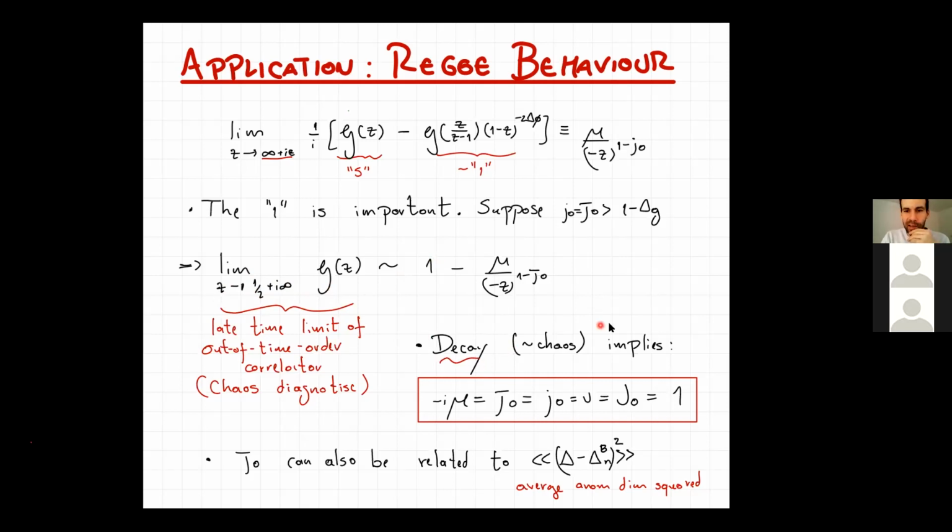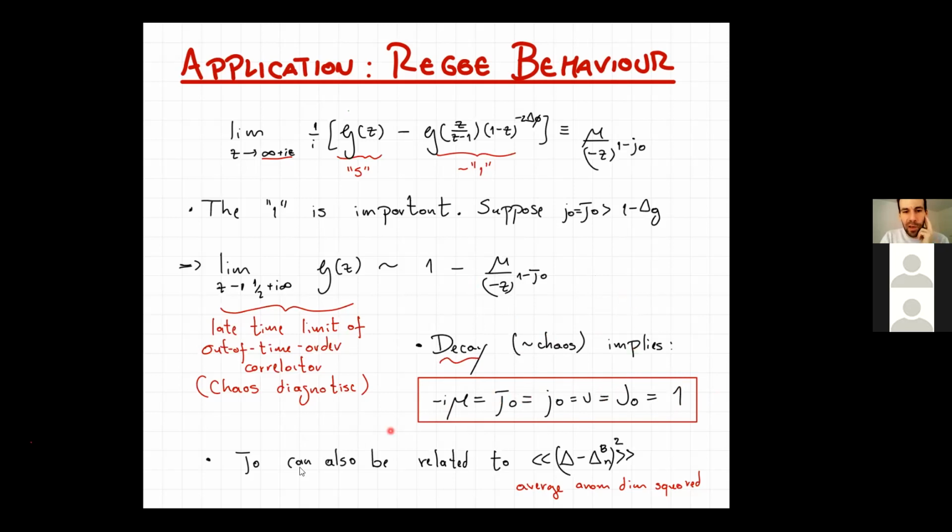In the current context, to get decay, you see that it implies many special conditions. It implies a constraint on the gap, but it also implies that many of these parameters that I have introduced all have to be the same, and they have to be equal to 1. So to me, this seems extremely special. It's kind of odd that chaos seems to imply such delicate conditions, but it's what follows from this formula.